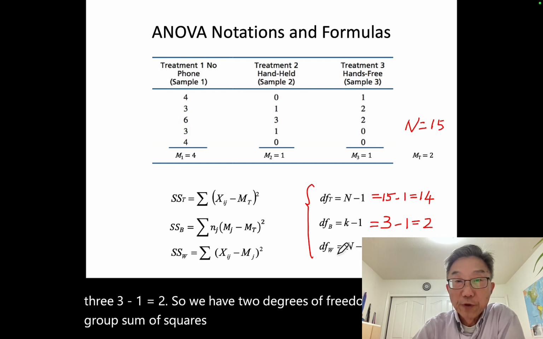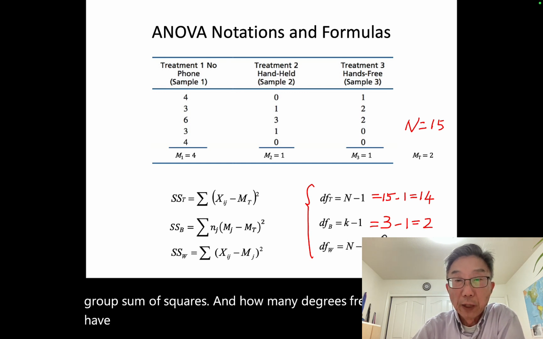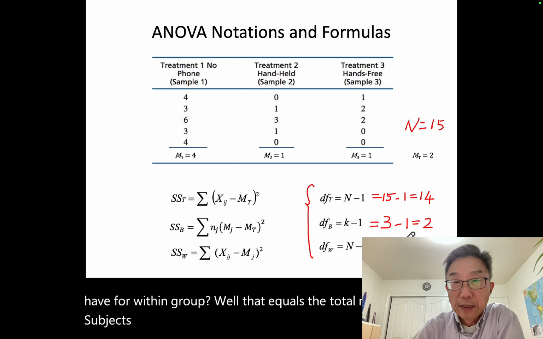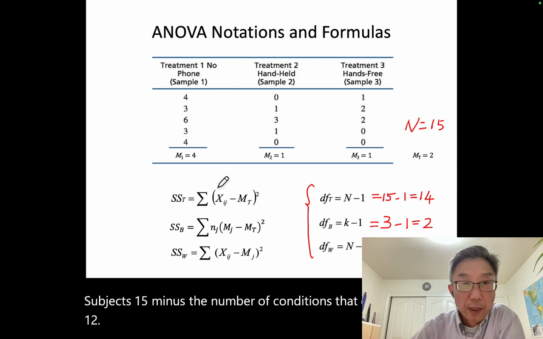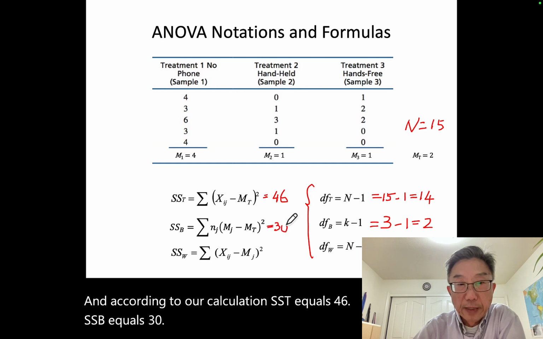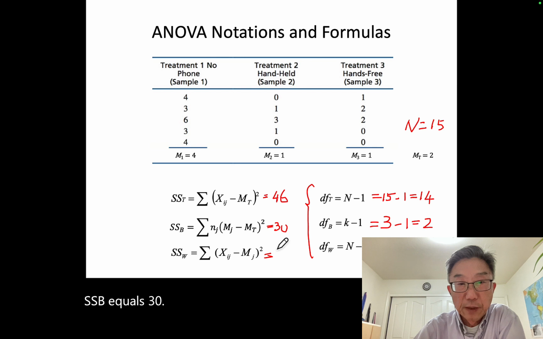And how many degrees of freedom do we have for within group? Well, that equals the total number of subjects, 15, minus the number of conditions. That equals 12. And according to our calculation, SST equals 46. SSB equals 30. And SSW equals 16.